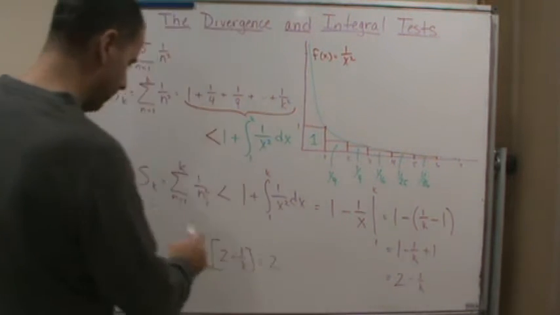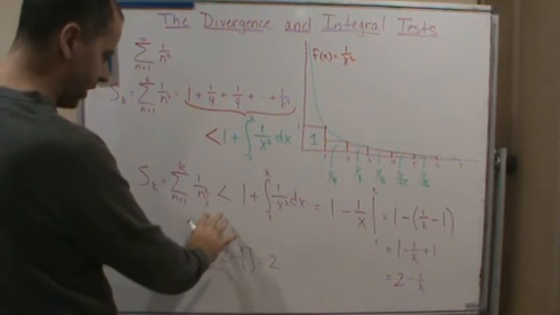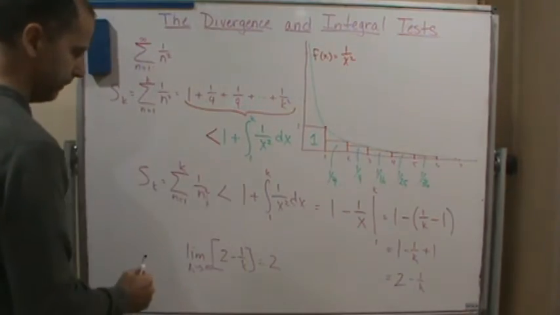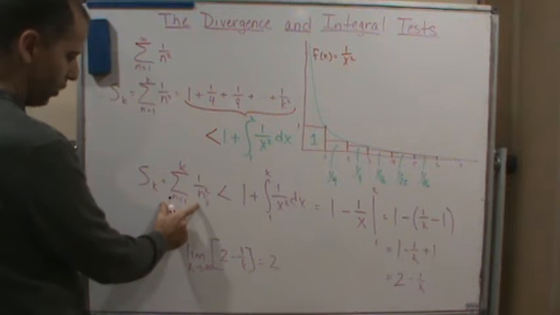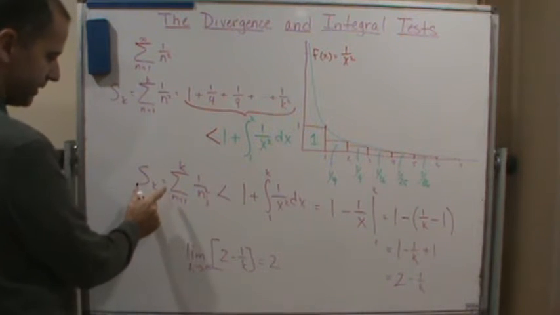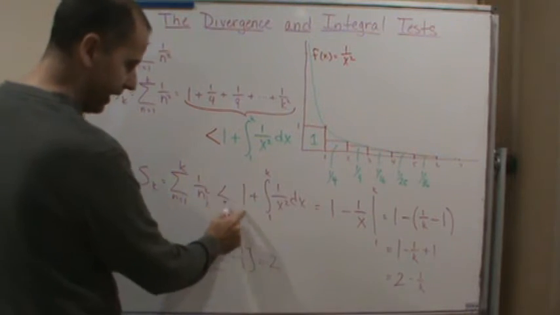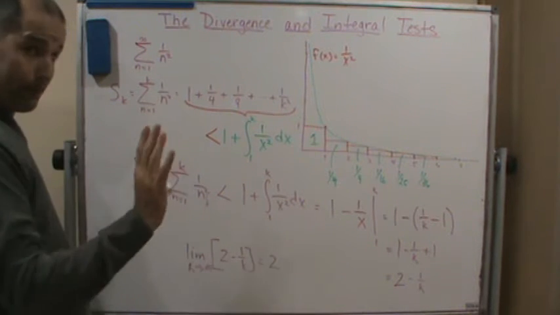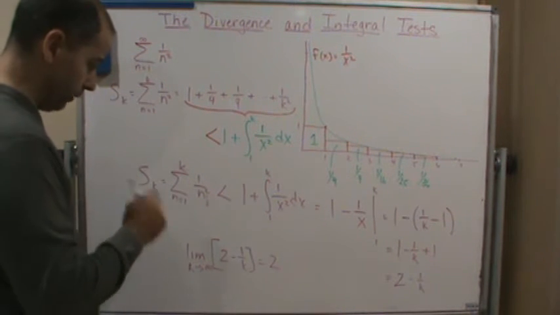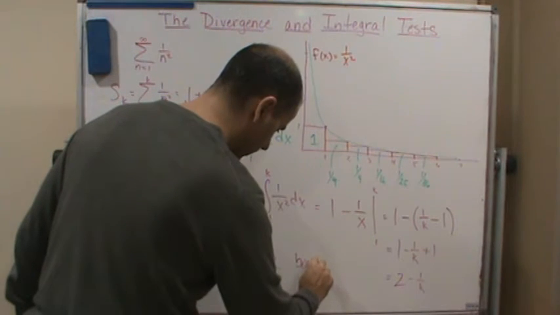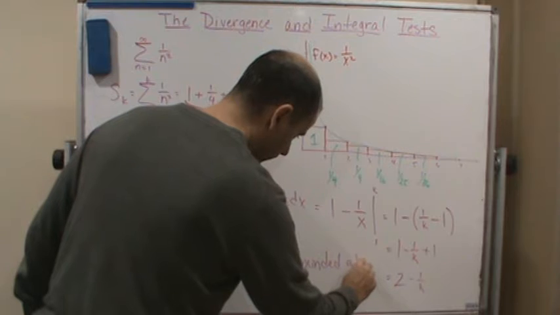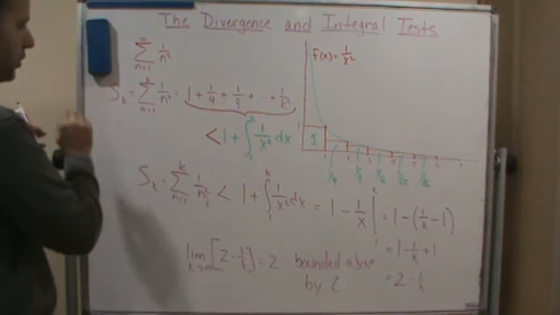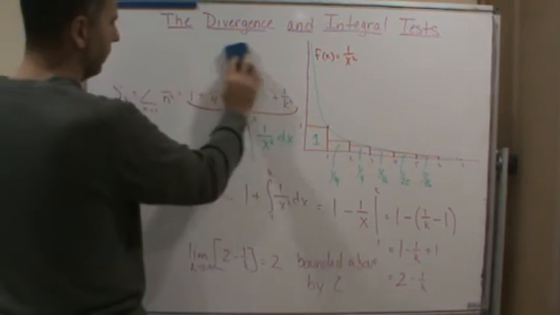Okay, so since this partial sum is always less than 2 minus 1 over k, and so as k goes to infinity, well, we can say that the sequence of partial sums is less than 2, because the limit as k goes to infinity of this is equal to 2. So we know it's bounded above by 2, right? So we know that this is bounded above by 2.